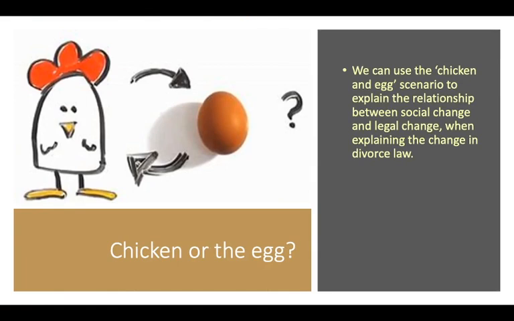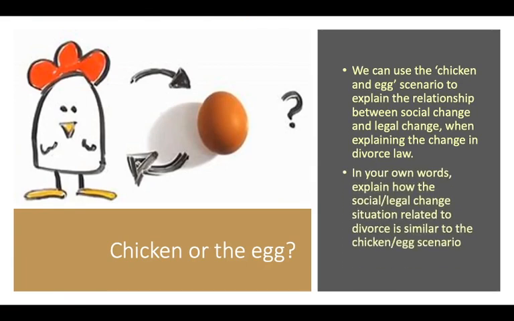So we can use the chicken or egg scenario because when we're looking at social change leading to legal change, which could explain the change in divorce laws. So how could the social legal change situation be related to the chicken or the egg scenario? It's sort of implying that when there's social change, it creates legal change. But then that legal change sort of creates social change. So which one is it?